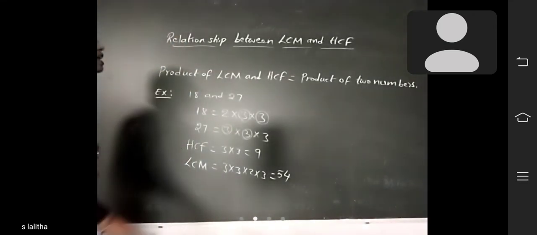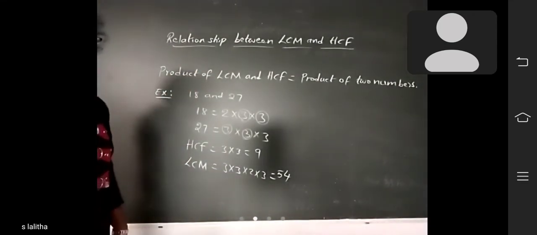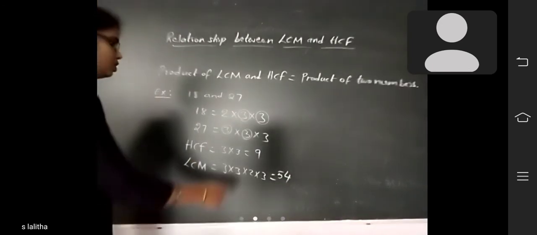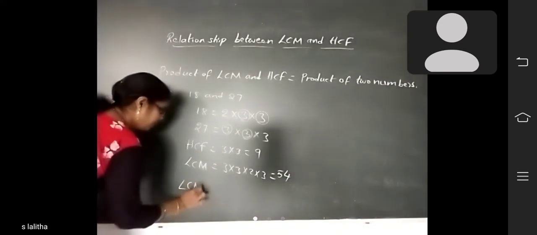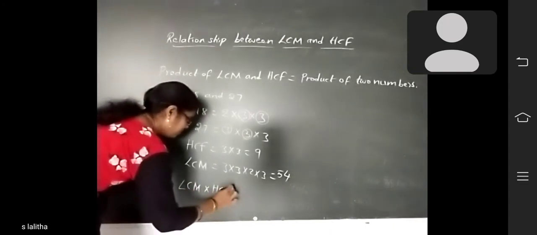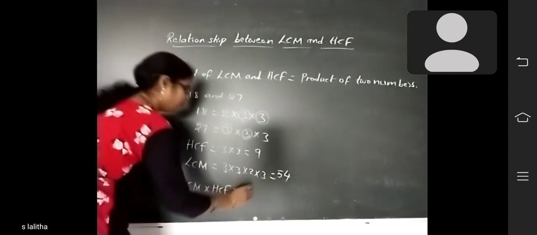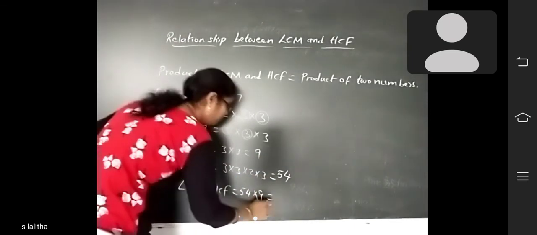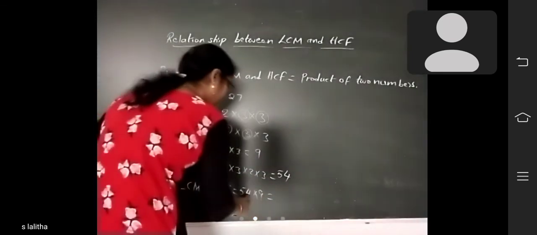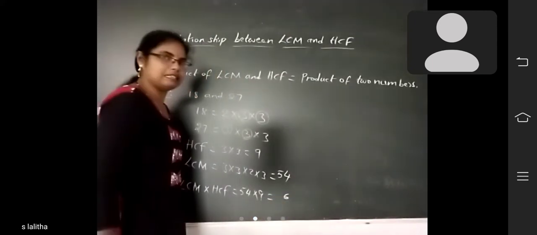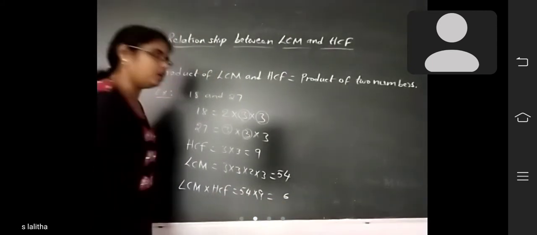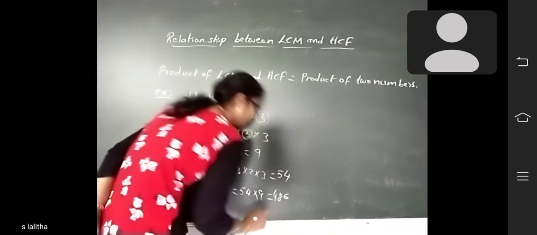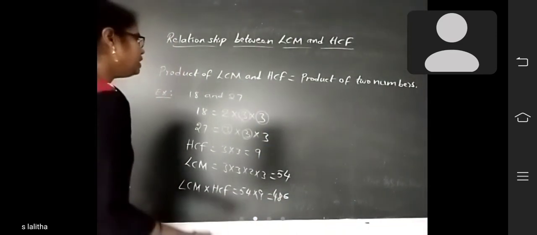Now you have to check the relationship. Product of HCF into LCM is equal to product of two numbers. So LCM into HCF. What is LCM? 54 into HCF. How much? 9. 54 into 9. How much, children? 9 4 36. 3 is remaining. 9 5 45. 45 plus 3, 48.